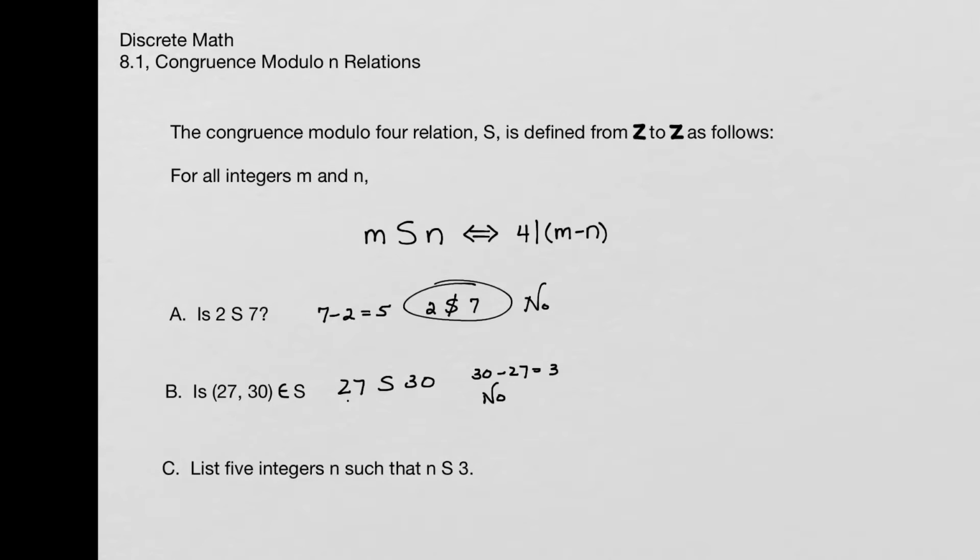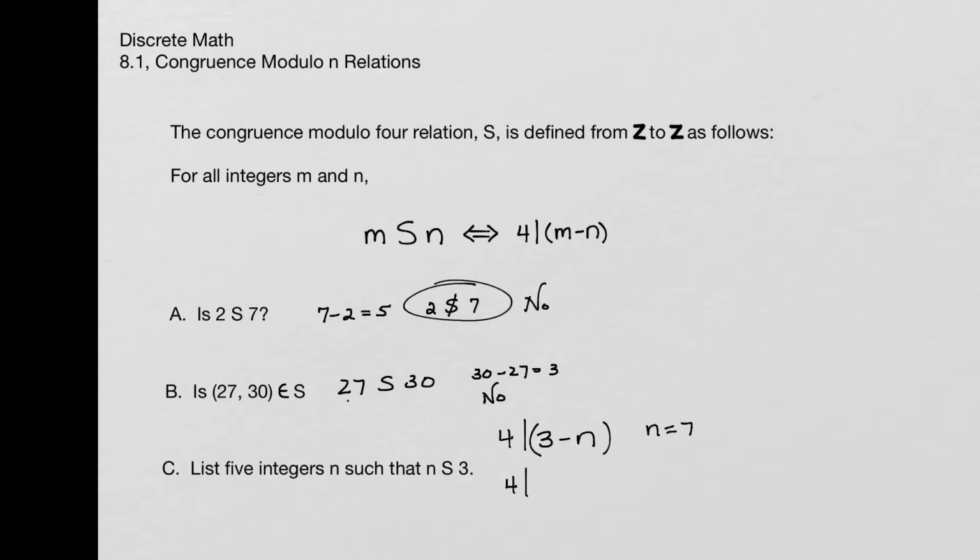Now, in part C, it says to list 5 integers n such that n S 3. So what we mean by this is that 3 minus n, or n minus 3, whichever order, doesn't really matter, that we have 4 divides that quantity. So I need to have a separation of 4 between 3 and n. So if I go 4 higher than 3, that gives me n equals 7. So there's one value we can use.